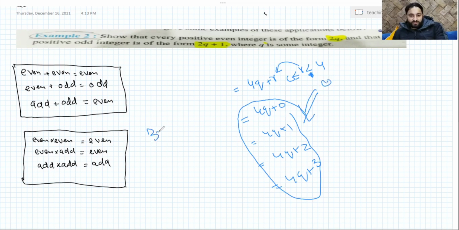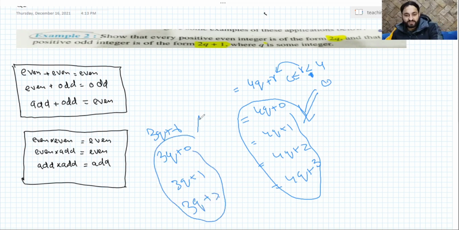Okay, 3q plus r. What are the equations you require? 3q plus 0, 3q plus 1, 3q plus 2. These are the only necessary equations you require to represent any positive integer. But now there is a catch. If he is asking for even or odd, then there's an important point you must note. What's that important point? Let's come to that.